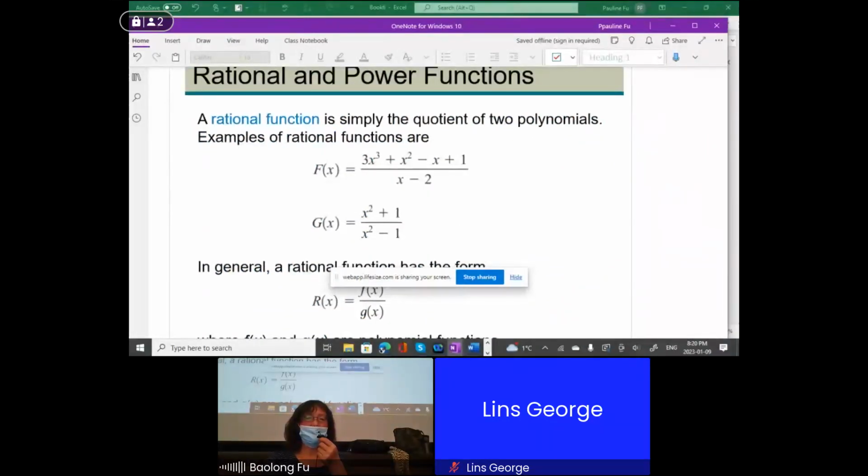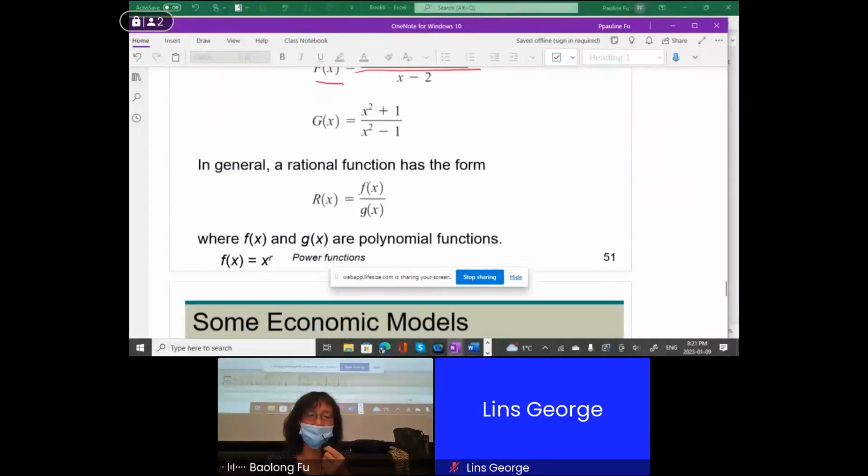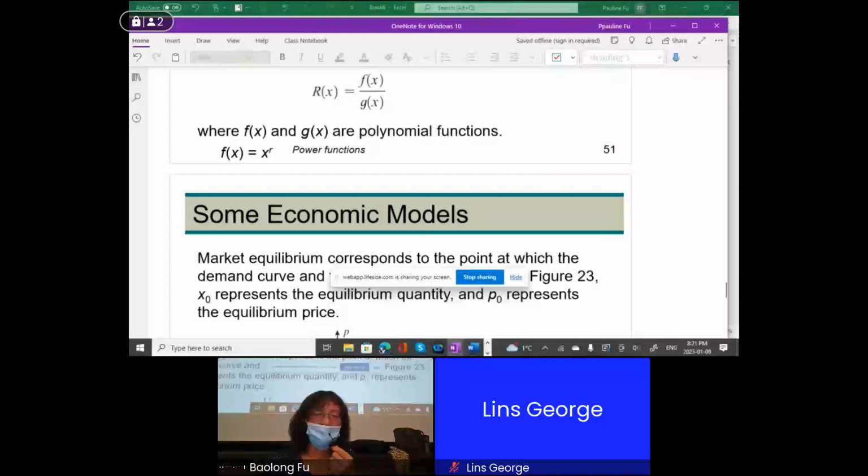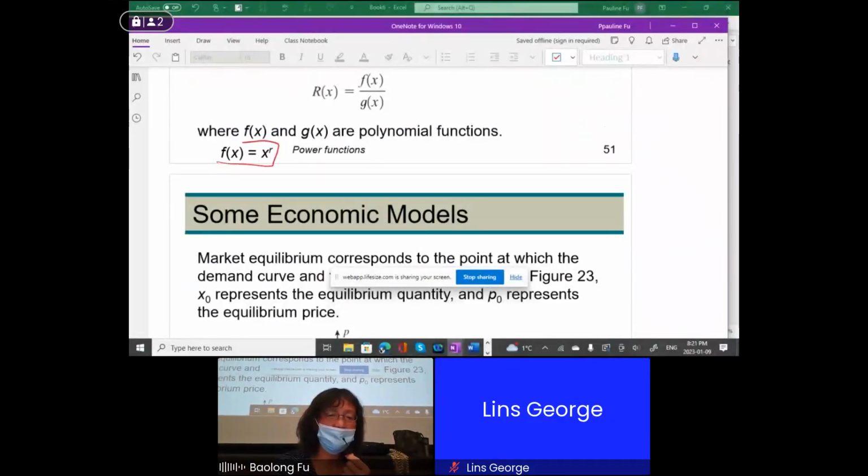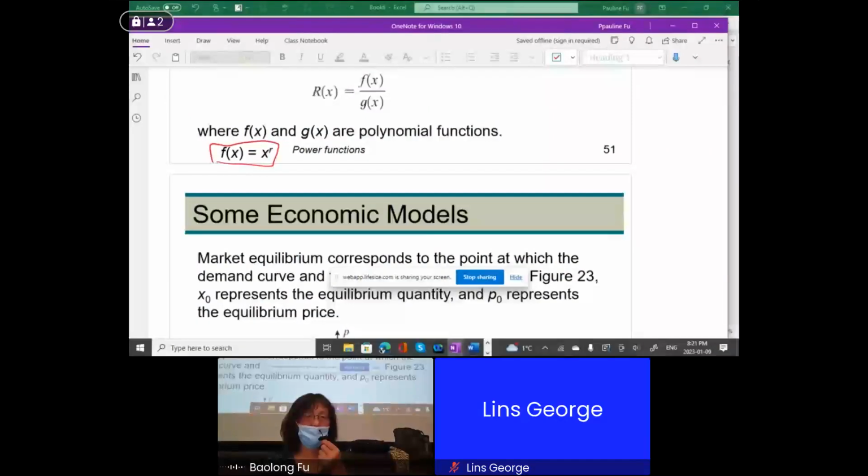Okay, rational and power functions. A rational function is just a quotient of two polynomials. And this is an example of a rational function. It is a quotient of two polynomials. Okay. The power function is in this format, f(x) equal to x raised to the power r.